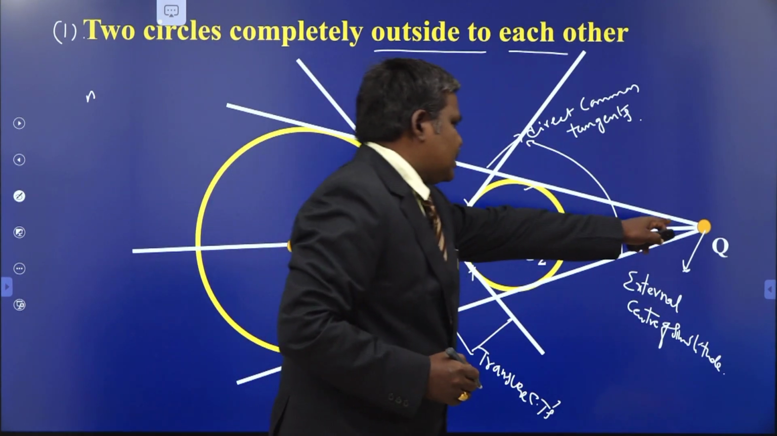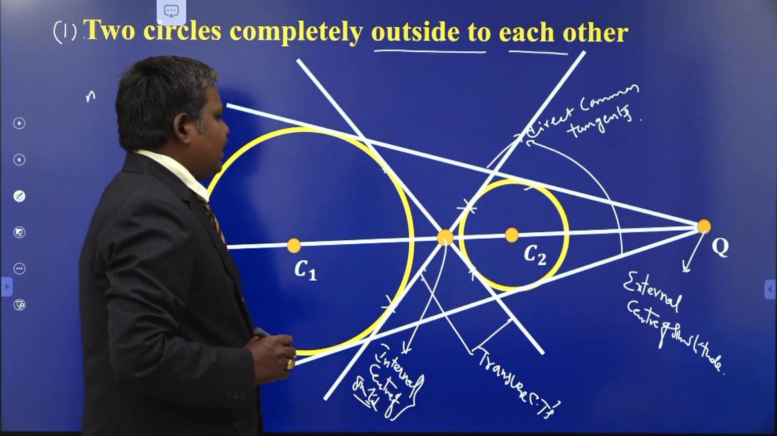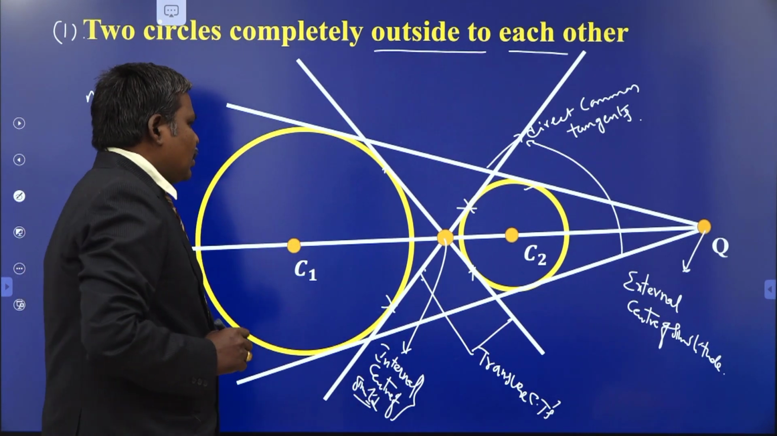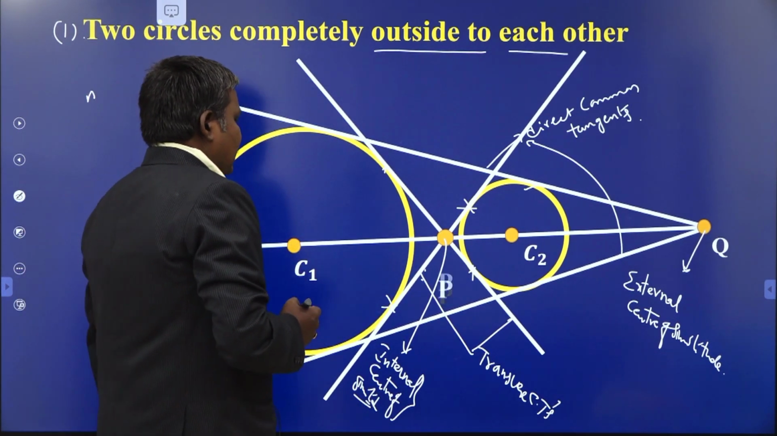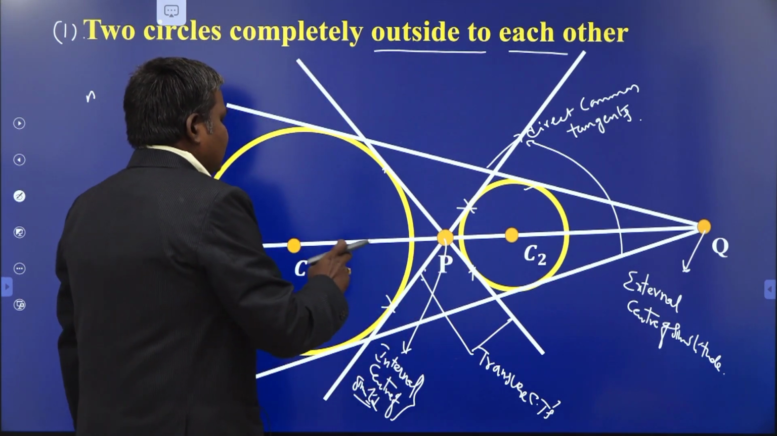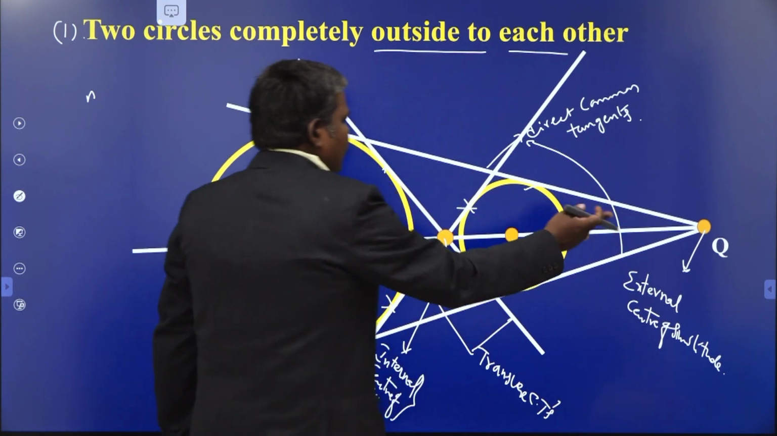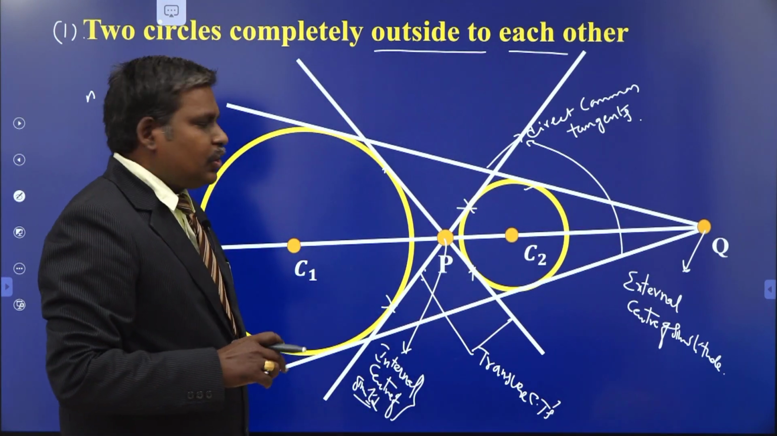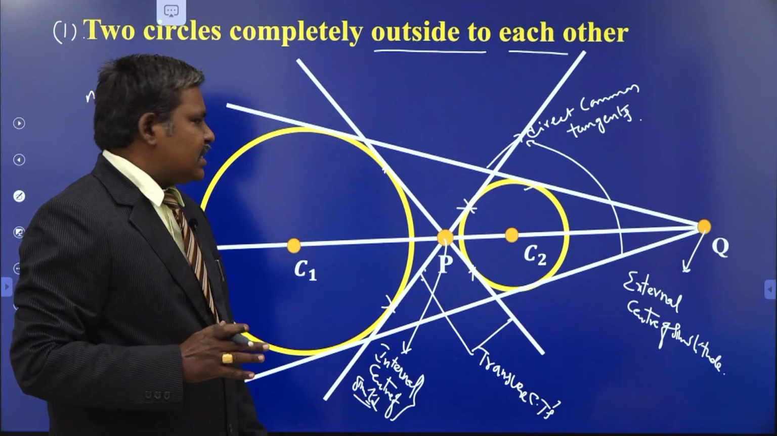This is the external center of similitude. This is the internal center of similitude, represented by some point P, say. My question is, what are P and Q? How to obtain these two points? How to obtain the two points from the given centers and radii respectively?